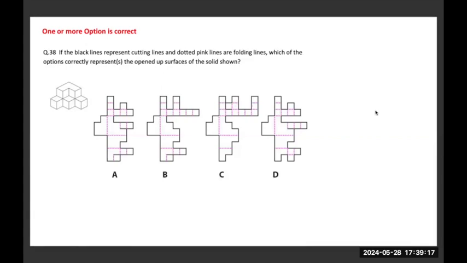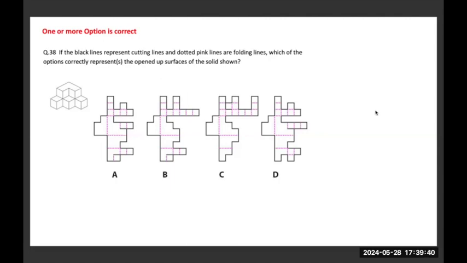So this is the first question. If the black lines represent cutting lines and dotted pink lines are folding lines, which of the following options correctly represents the opened up surfaces of the solid shown? In this kind of question, the first thing to do is to count the surfaces.